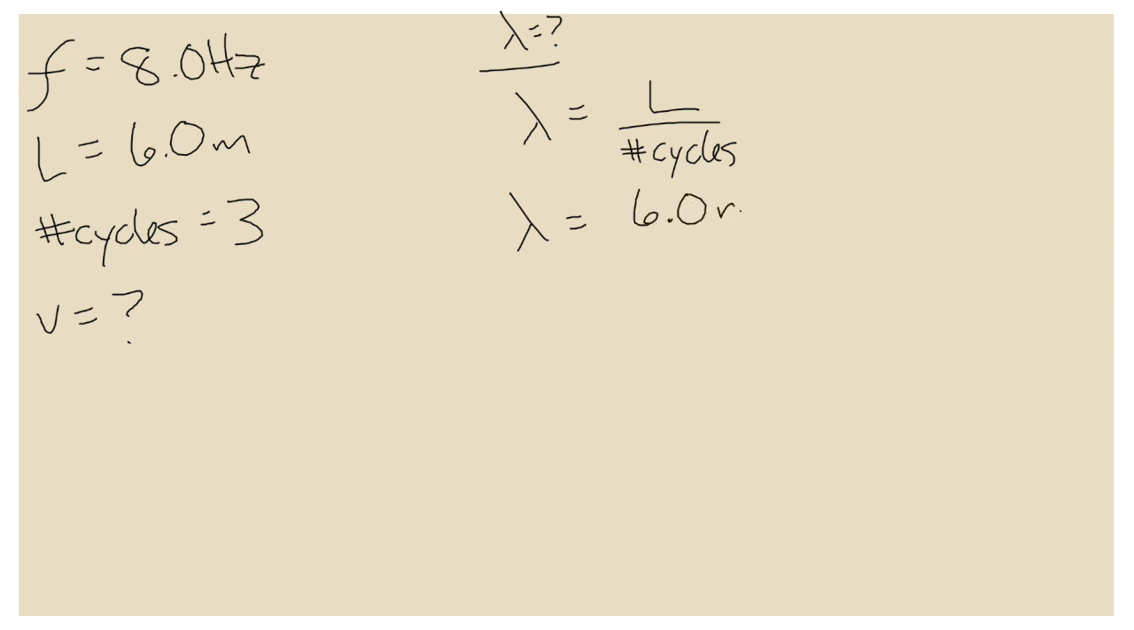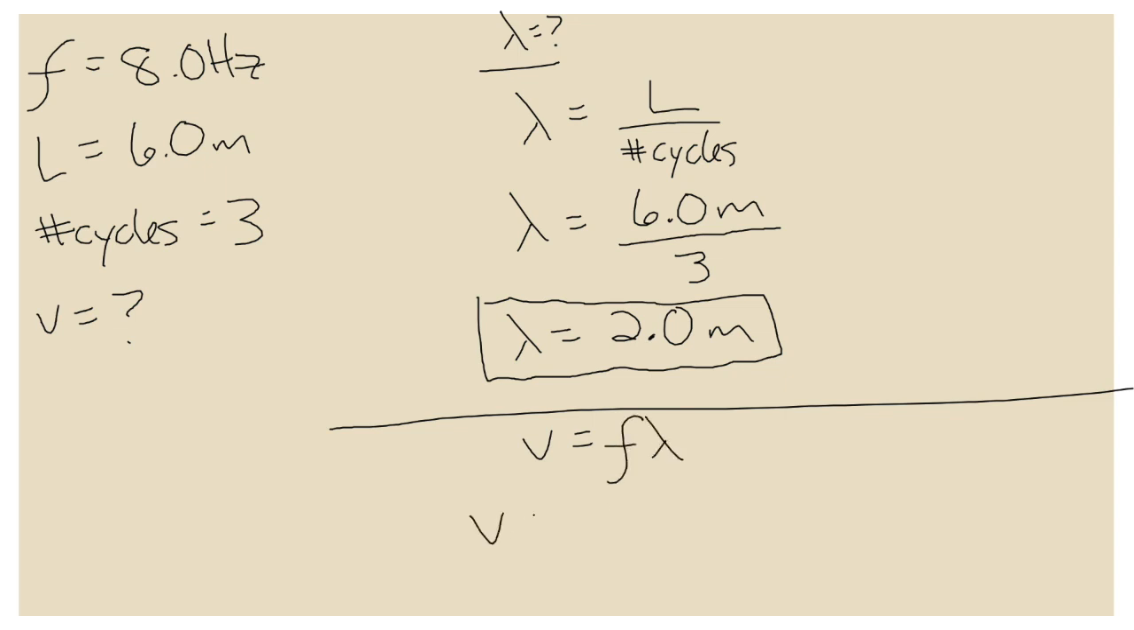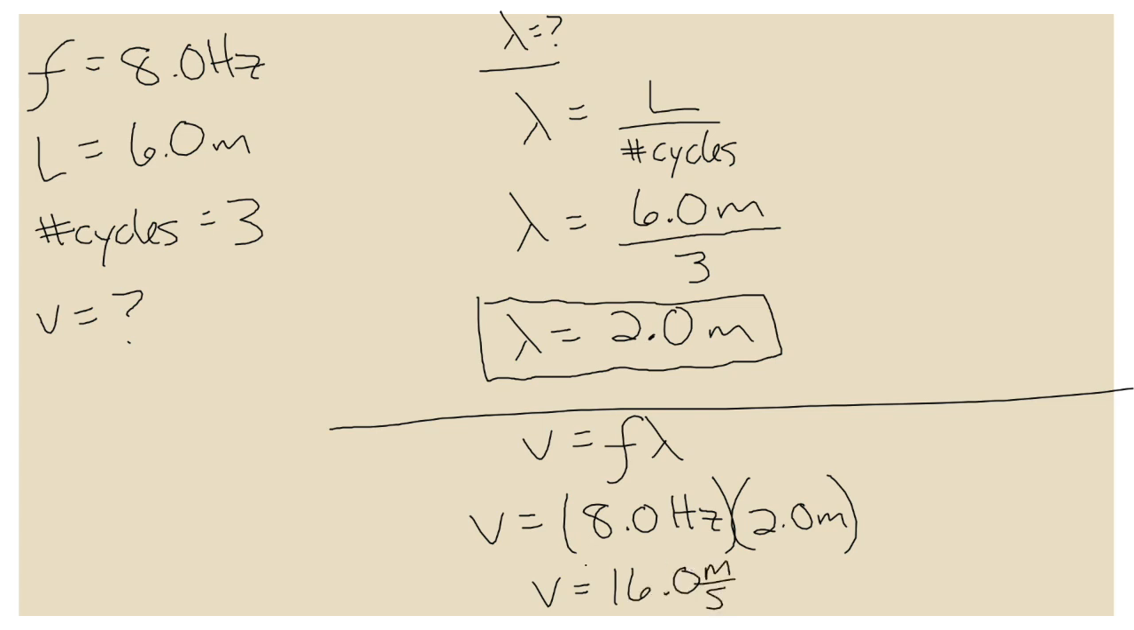So we're going to take our length here, 6.0 meters, and divide by the number of cycles, which is 3. That's going to give us a wavelength in this particular problem of 2 meters. And that's it for the wavelength portion of the calculation. Now we have enough information to solve for the speed. As you saw before, the equation in the reference table for the speed is v equals f lambda. Now all we have to do is plug in our numbers. The frequency of the wave was given to us in the problem as 8 hertz. The wavelength here is 2.0 meters, which we just solved for. And that means the speed of our wave here is going to be 16 meters per second.